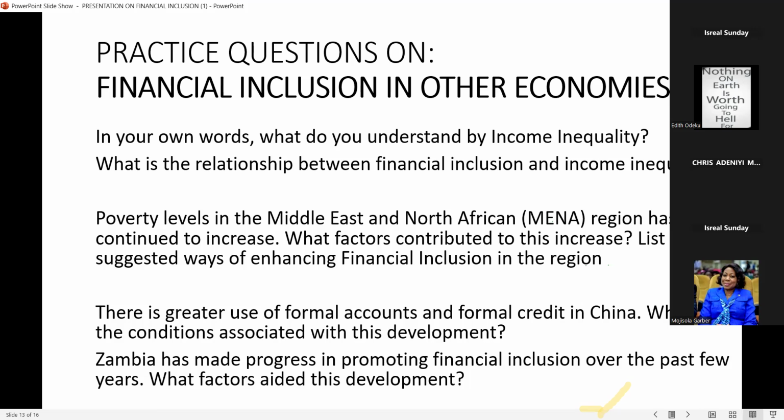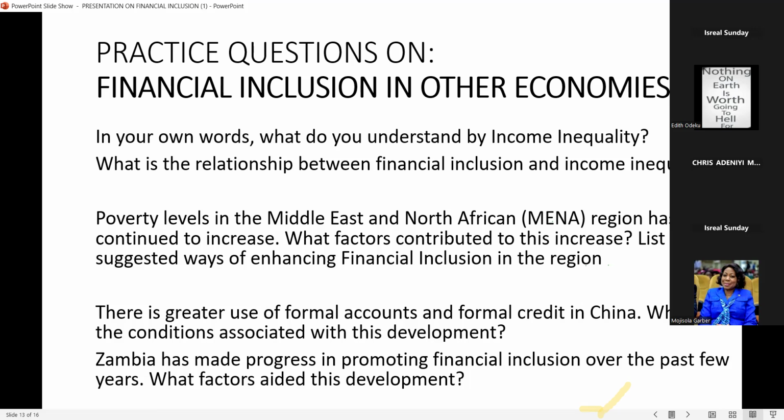Zambia has made progress in promoting financial inclusion over the past years. What factors aided this development? What has Zambia been doing? It is noted also in the study pack that they have been making steady development. Just like Kenya, M-Pesa was developed, and then it has helped.